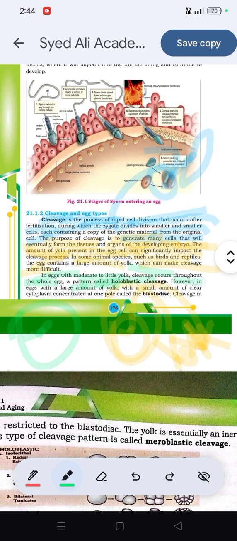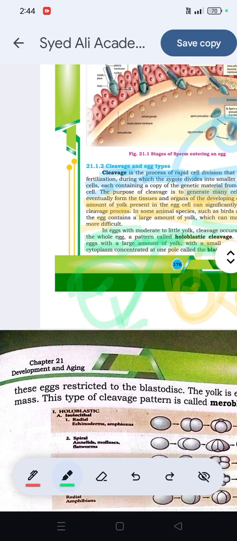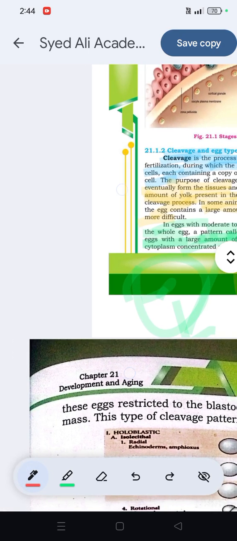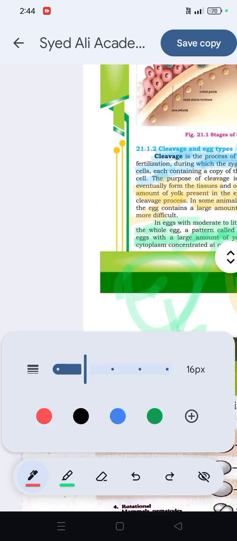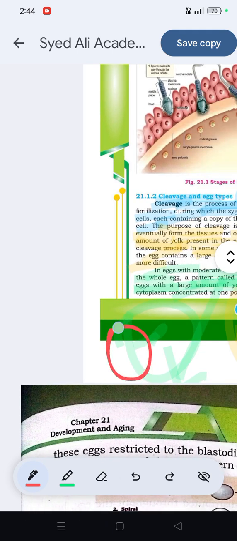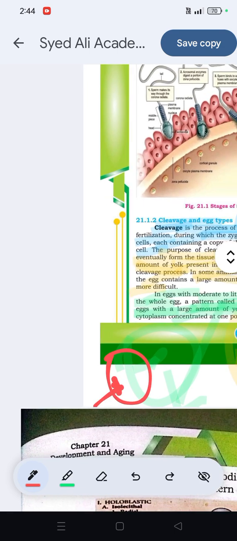However, an egg with a large amount of yolk, as we know birds and reptiles have, with a small amount of clear cytoplasm concentrated at one pole, is called a blastodisc. I'll show you a picture. But before that, if this is the diagram here, you'll see this is called the blastodisc, and the rest, which only has a yolk-like structure, forms a concentrated structure here. I'm sure it will be clear.